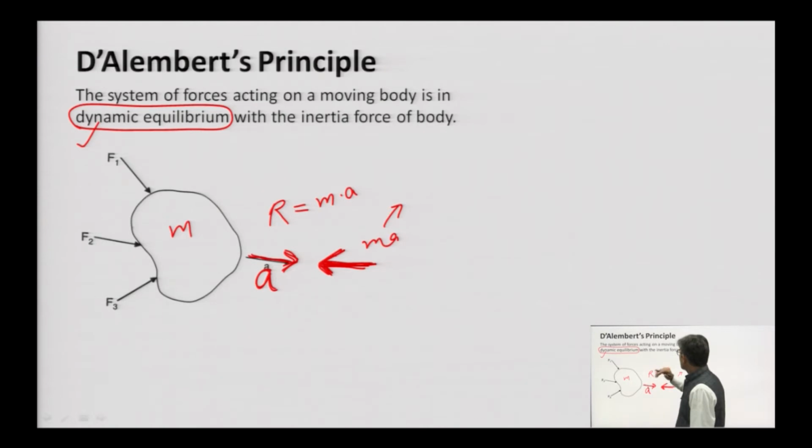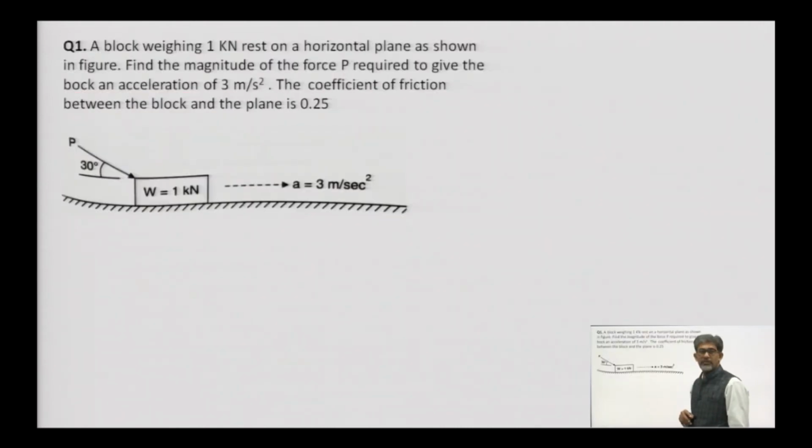So, what is the principle? The system of forces acting on a moving body is in dynamic equilibrium with the inertia force of the body, and that inertia force will act in opposite to the direction of the resultant. So, this is the D'Alembert principle, and we will apply this principle to find the accelerations. To find the acceleration, let us take one example.